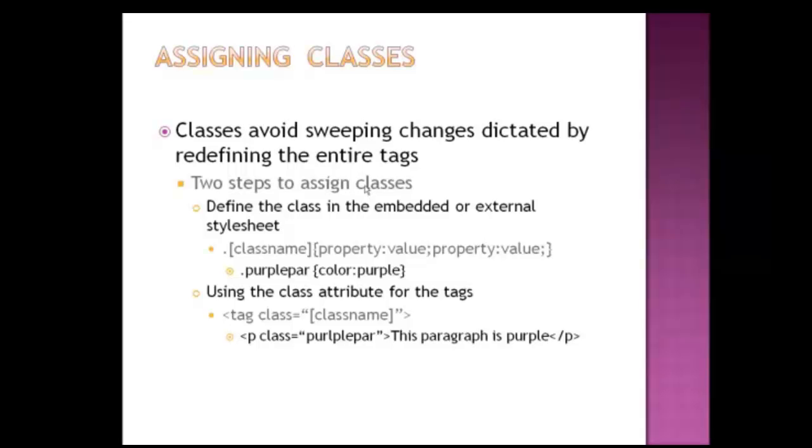So for example, if I wanted a couple of purple paragraphs within my text document, instead of defining in my external style sheet the p tag to have the color purple for all the p tags in my pages, I just create a purple pair class which has the color of purple. Then when I create a p element, if I want it to appear purple, I assign a class to it, and the class will be the purple pair that I defined in my cascading style sheets up here. And then the paragraph within that element will turn purple.